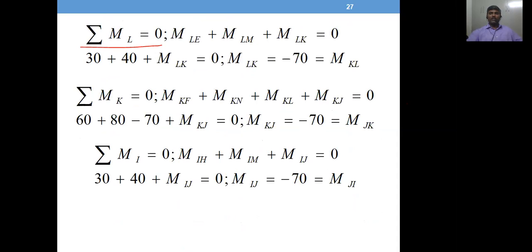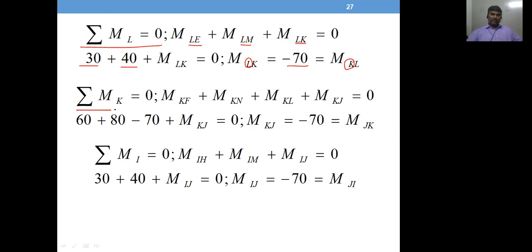So LE, LM, LK. So 30 plus 40, 2 columns. LE is the column above that beam, LM is the column below that, LK is a beam. KL, if you come from the left, so minus 70 is the value. So even at joint L, or the other end K also, both are the same, 70. So 70 is going to be the bending moment.